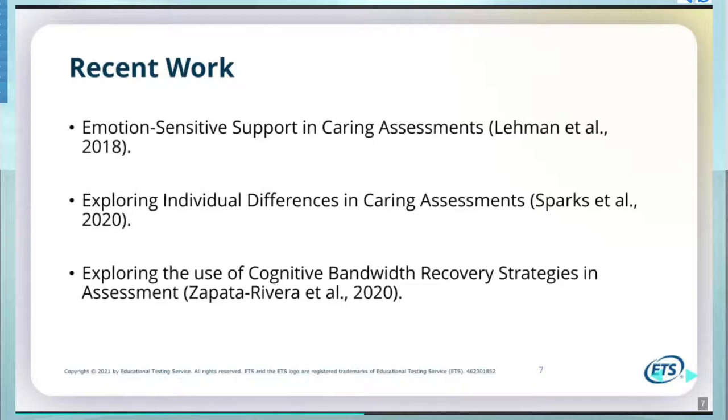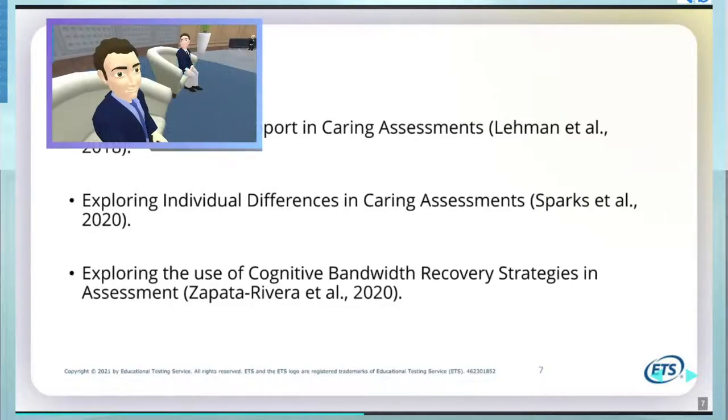Also work on taking into account individual differences in assessments. This is work with Jesse Sparks, where we analyze how different aspects of the learner play a role when they interact with these environments, how they answer these questions, how they interact with these agents based on some of those individual differences. And that has to do with making sure we create safe environments for people to actually answer questions and they feel that they can actually interact with these environments. And there is research on cognitive bandwidth and recovery strategies so we can create those environments for people to be able to demonstrate what they know or can do.